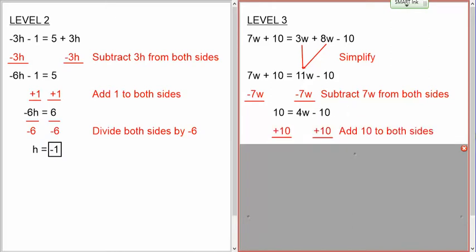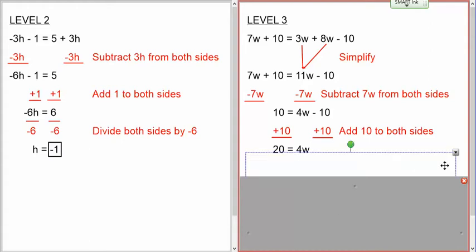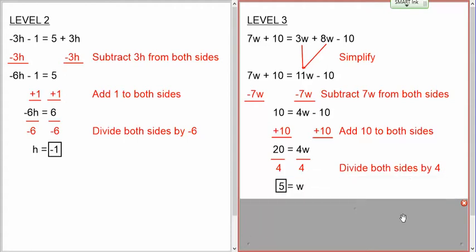I'm going to do that by adding 10 to both sides. That'll make this part 0. And on the left side, I get 20, so 10 plus 10 is 20. 4w minus 10 plus 10 is 4w. And again, the last step is usually division. I won't say always, but usually division. So I'm going to divide both sides by 4, and I get 5 as my answer.